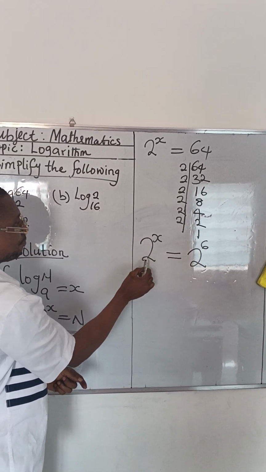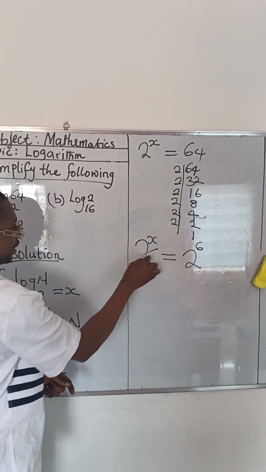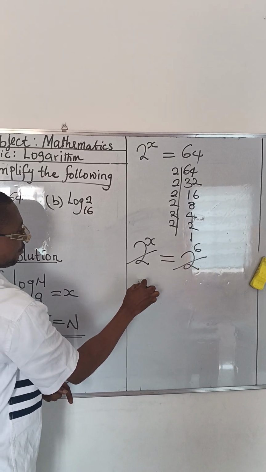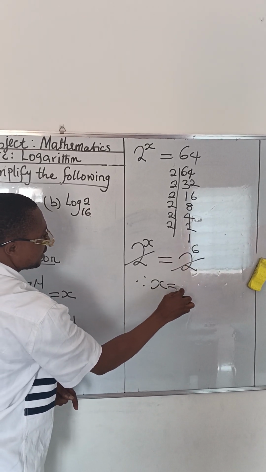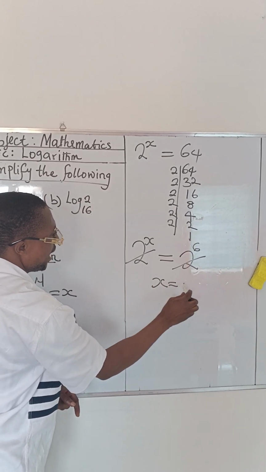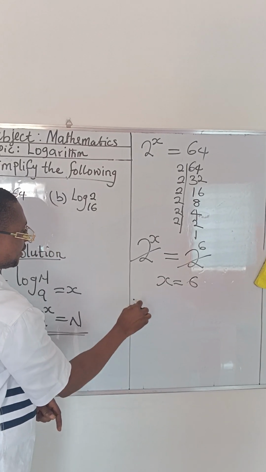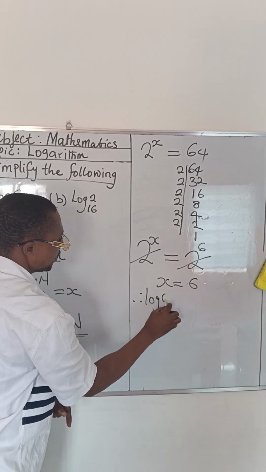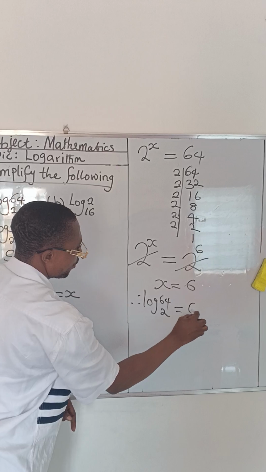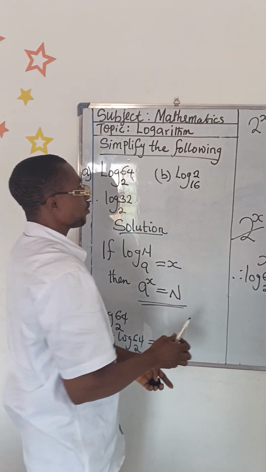Now you can see that the bases are the same. Therefore, x equals 6. Therefore, log 64 base 2 equals 6.